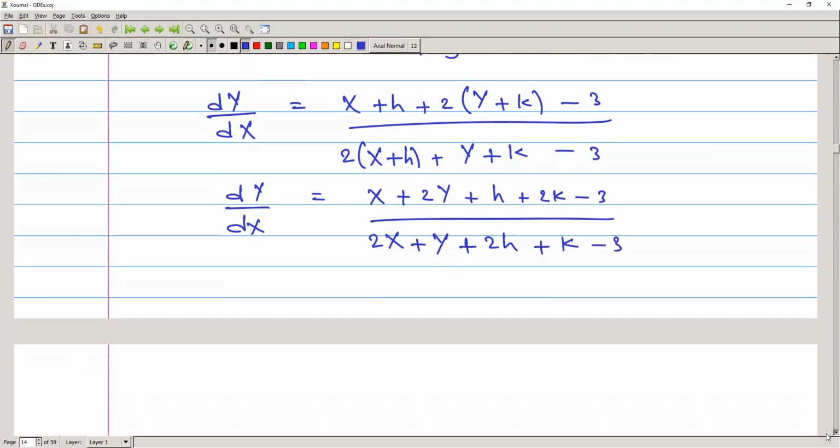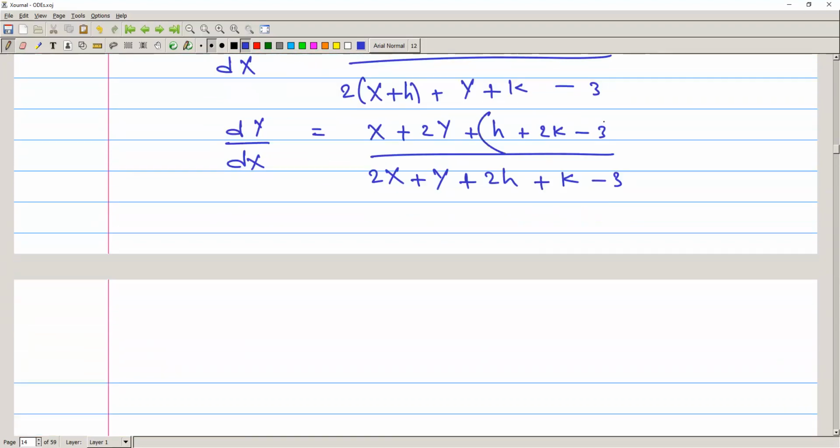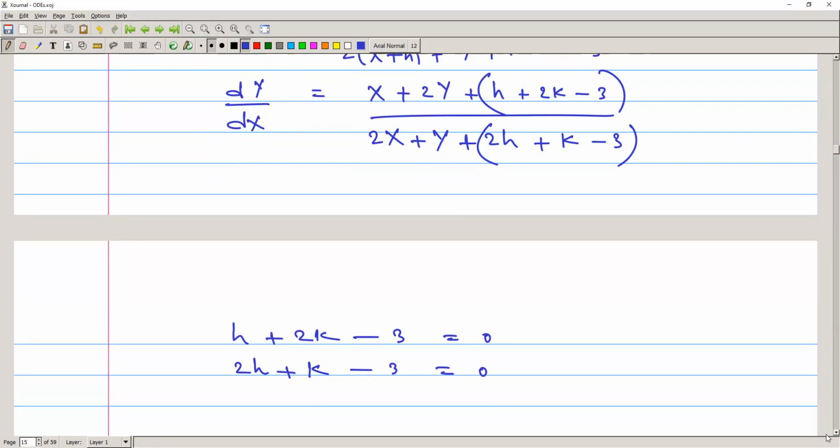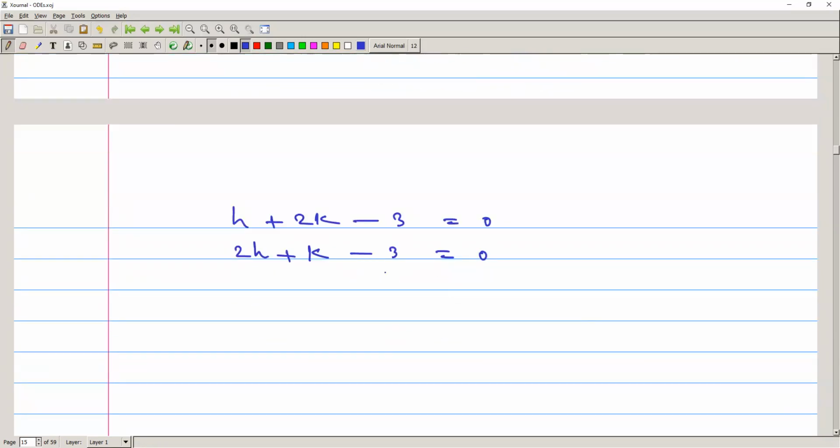All right, so now what we have to do is take these two constants and equate them with 0 to find the values of h and k. So h plus 2k minus 3 equals 0, and 2h plus k minus 3 equals 0. Now we will solve these two equations simultaneously to find h and k, and we will get h equals k equals 1, right?